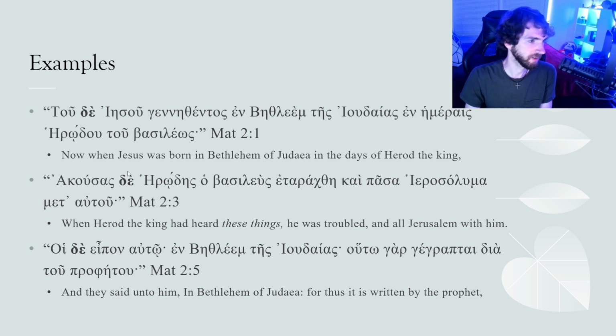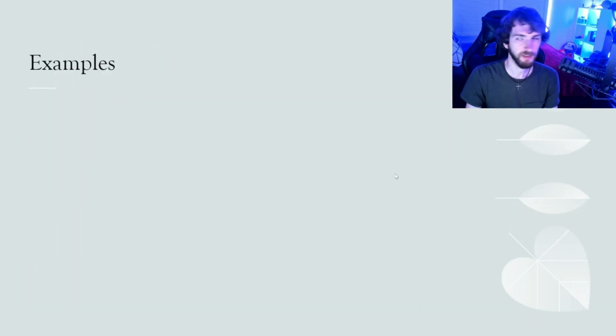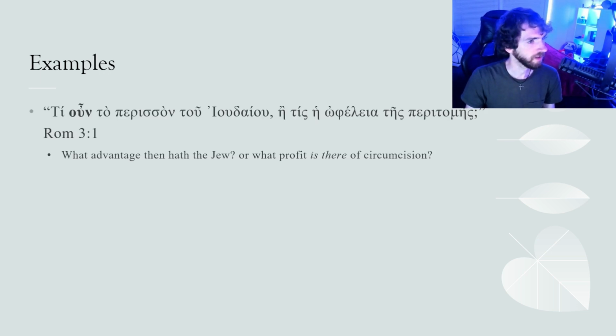So that's where this one comes in: "But when Herod the king heard these things, he was troubled." So there's this contrast idea. A lot of times it's either "and" or "but" that is the best way to translate that. So oun basically means "so" or "therefore." It's kind of a logical conclusion. For example, "so then" in this case is how it's translated.